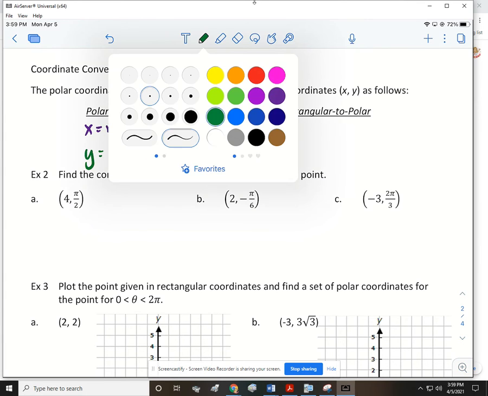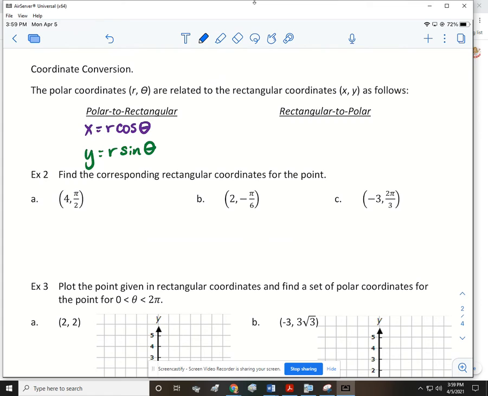And y is going to be equal to r sine of theta. Now, the reason we learned this right after we learned vectors is because that is exactly how we found vectors. If we were given the magnitude, which is kind of like r, and the direction angle, which is like theta, we could find our vector. The horizontal component was always the magnitude times the cosine of theta, and the vertical is always the magnitude times the sine of theta.